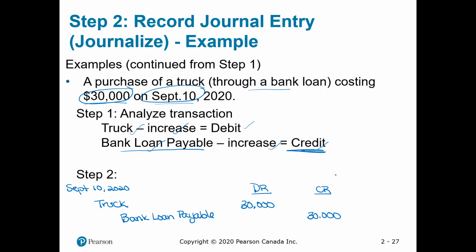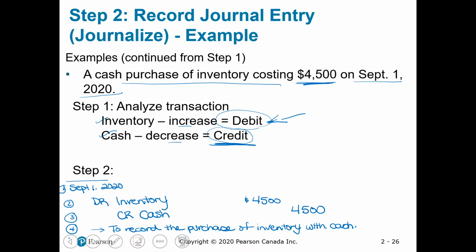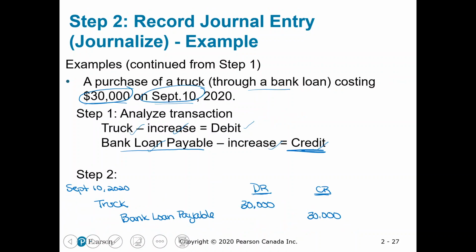So still to the left and right, it's just a different way. If you prefer labeling your columns, that's fine. If you prefer labeling in front of the account here, that's okay. But you do need to specify somewhere that it's a debit or a credit, just to make it clear so I know that you understand that.